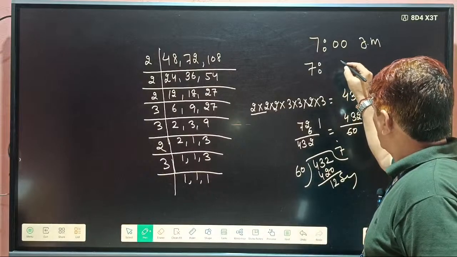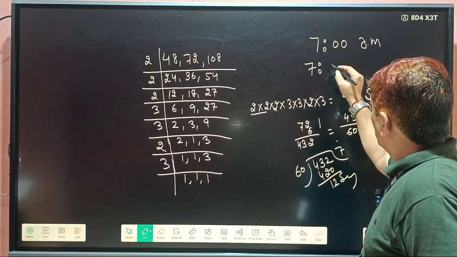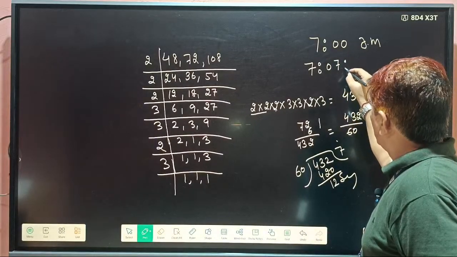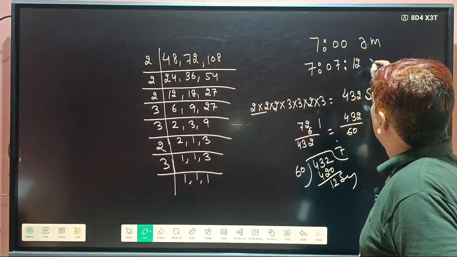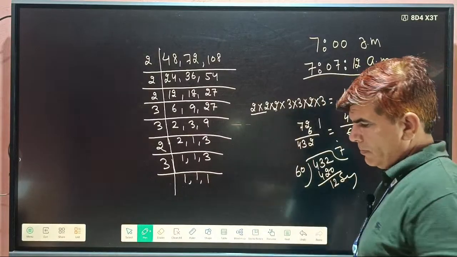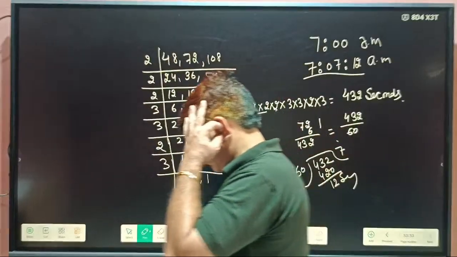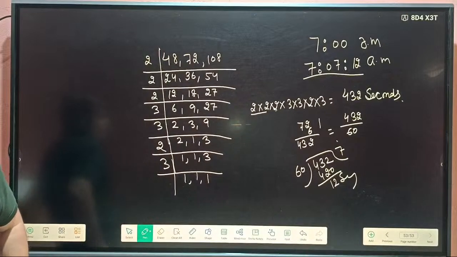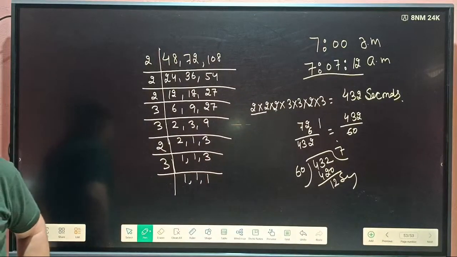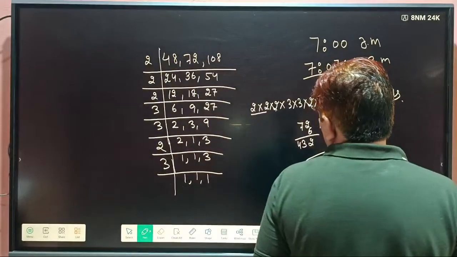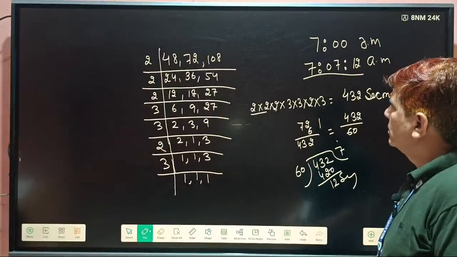So at what time? 7:07 and 12 seconds a.m. It means after 7 o'clock, at 7:12, they again change simultaneously. So this type of question is always a possibility.